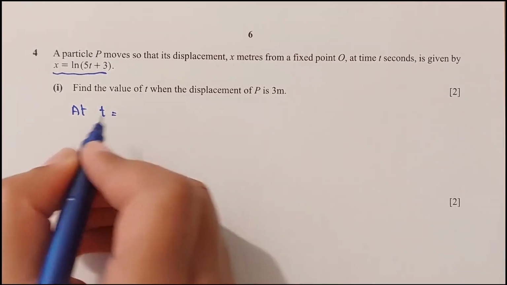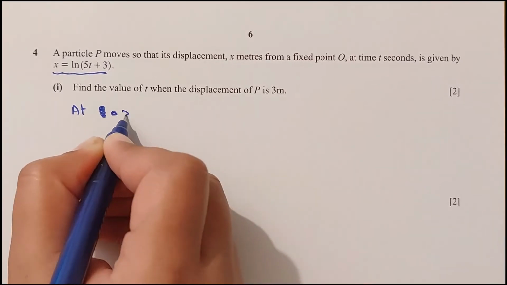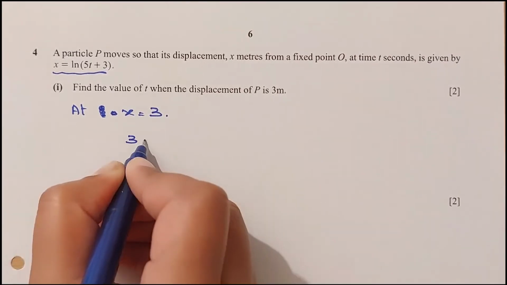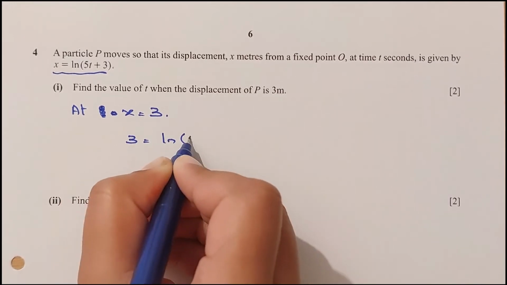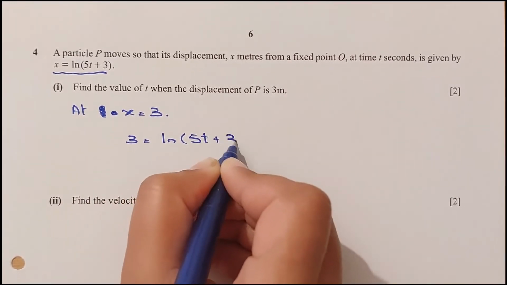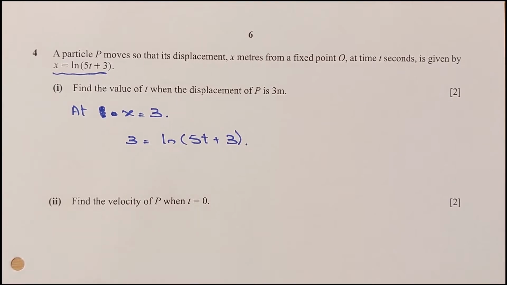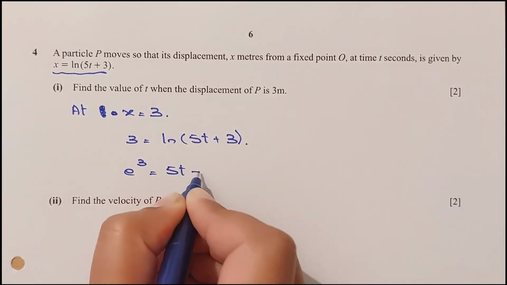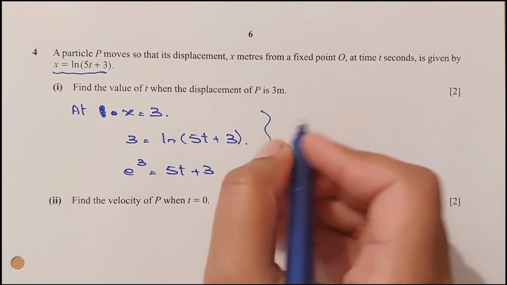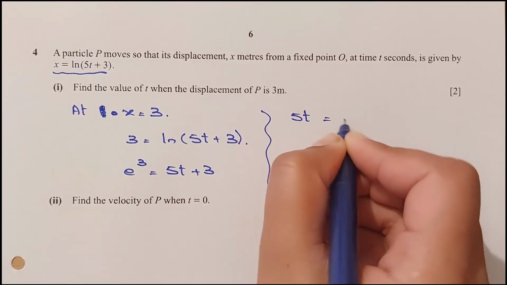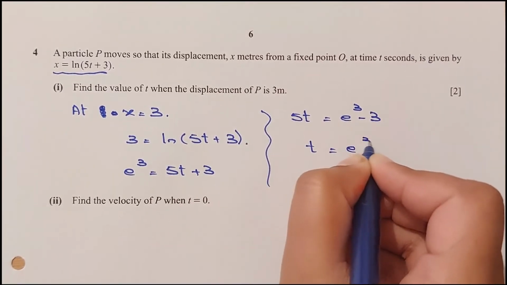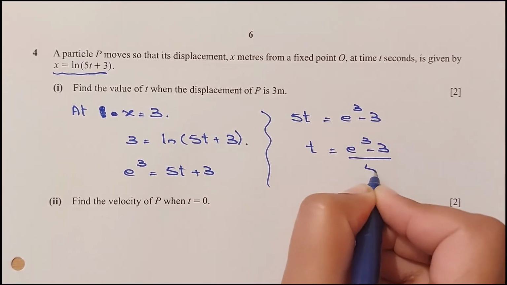We need to find the time, right? At x equals 3, we have to find the time. So x is 3, and this equals natural log of 5t plus 3. Now we have to convert the logarithmic form to exponential form. So we have e power 3 equals 5t plus 3, or we can say 5t equals e power 3 minus 3, or time equals e power 3 minus 3 divided by 5.